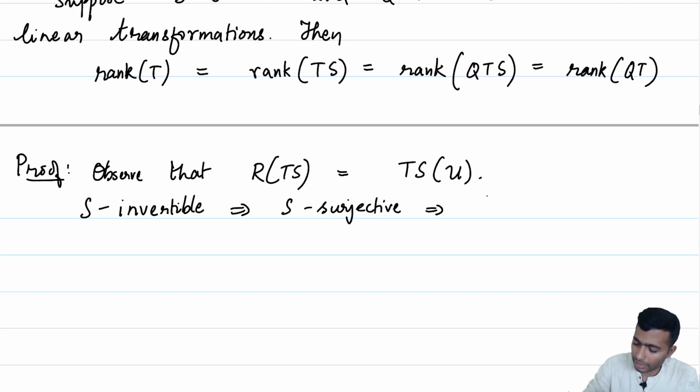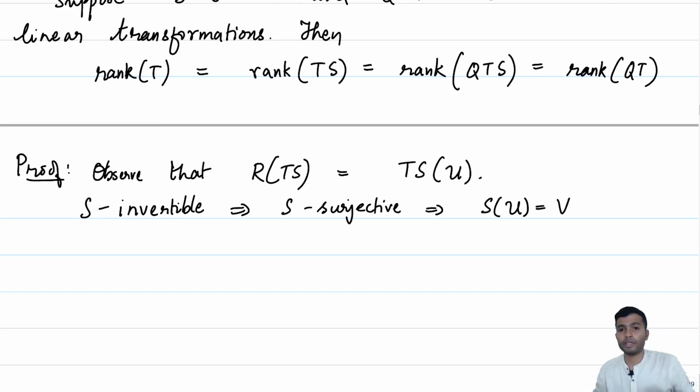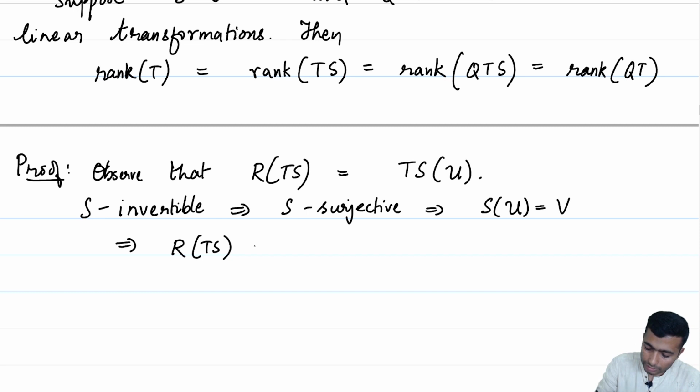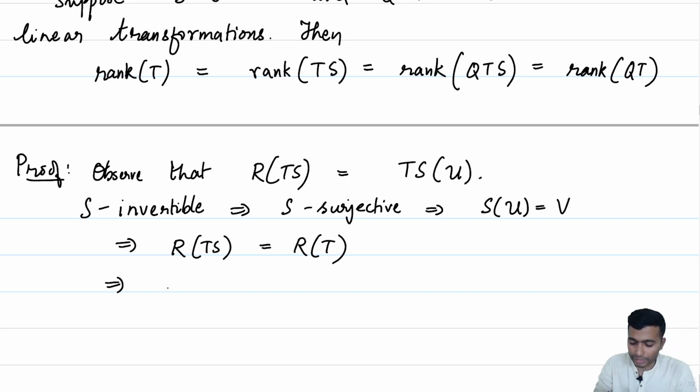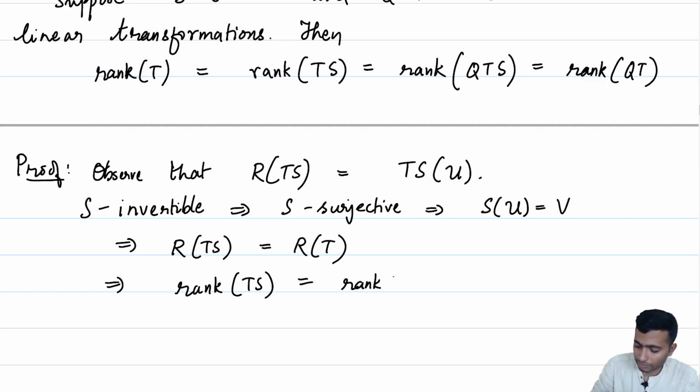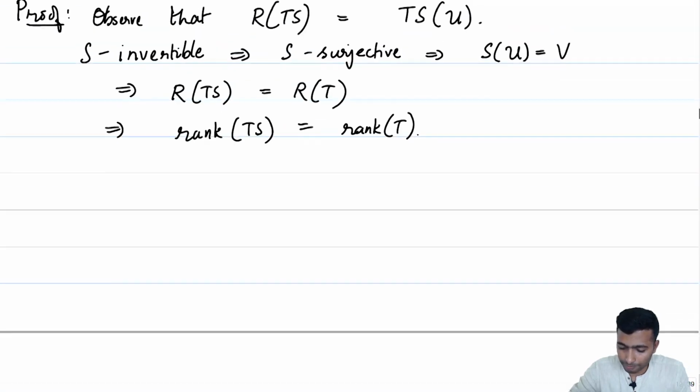And this implies that S of U is equal to V. Every element of V has a pre-image under S. This implies that R of TS is nothing but the R of T. This implies that the dimension of R of TS, which is the rank of TS, is equal to the rank of T.